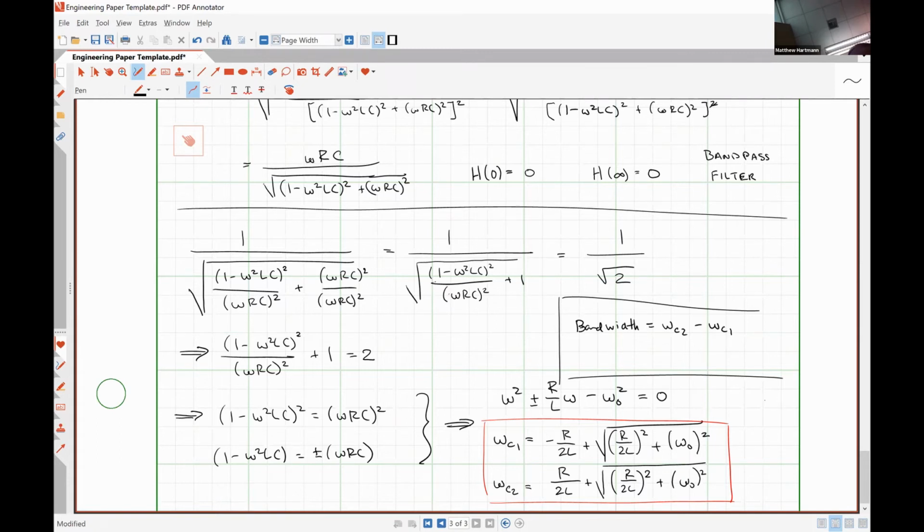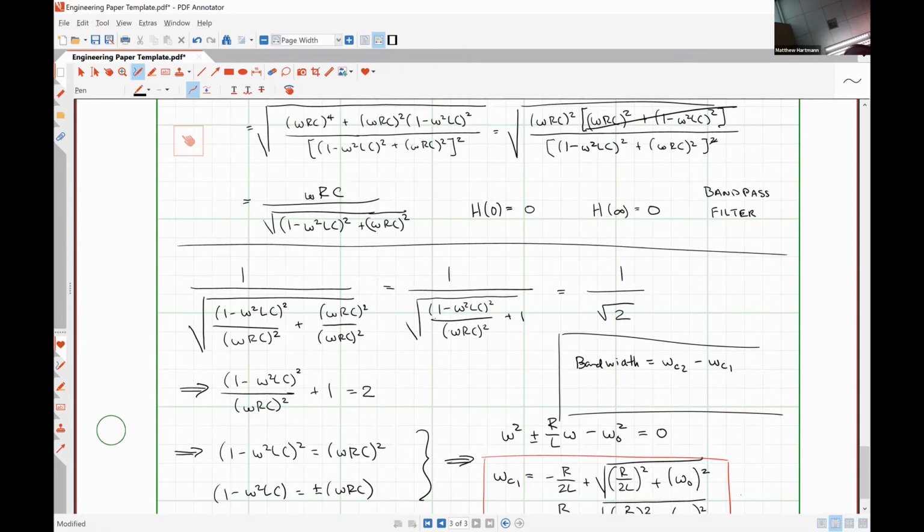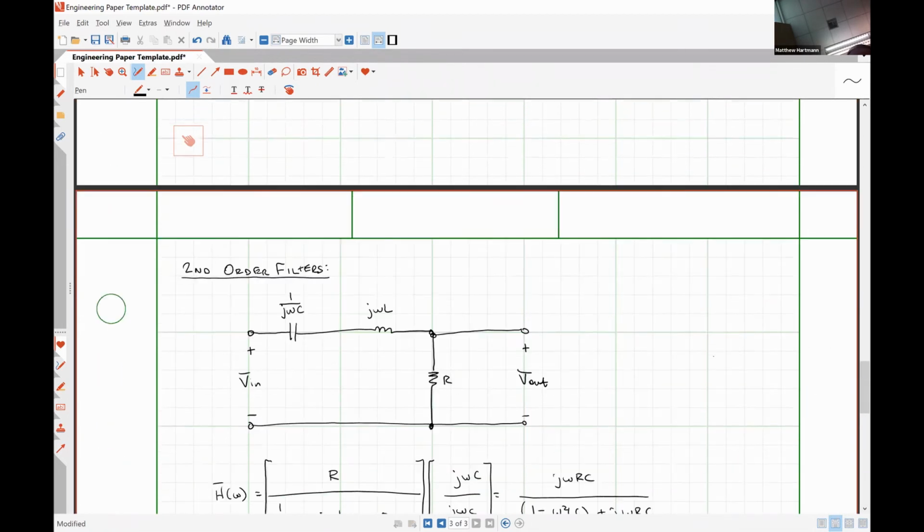All right, so let's move along to, I did all this on page 3 somehow? Well, that sucks. Let me add another page.